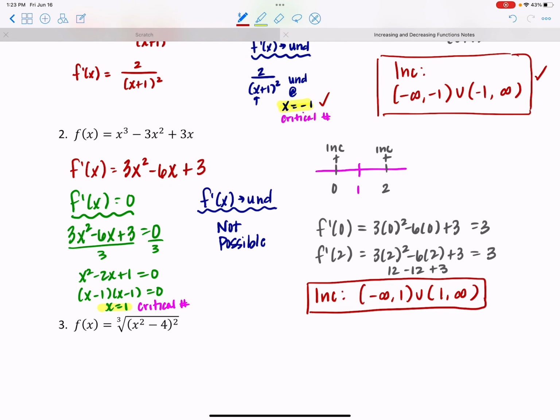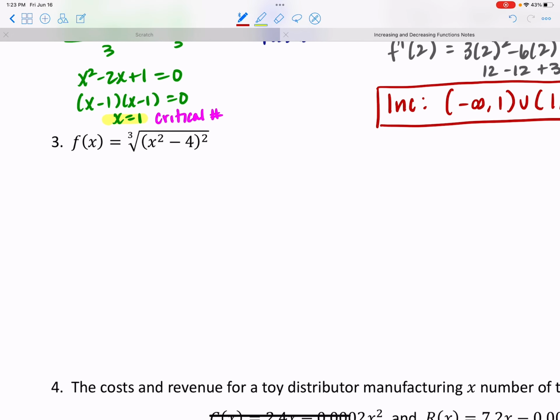All right, let's try another. This time we have a radical function, and I want to find the derivative, but I don't want to find the derivative of the radical, so I'm going to put this in rational exponential form, make it a power function so I can use my power rule. So this is the same as the cube root of x squared minus 4, squared, which is x squared minus 4 to the 2/3 power. Now I can find my derivative, f prime of x, using my power rule.